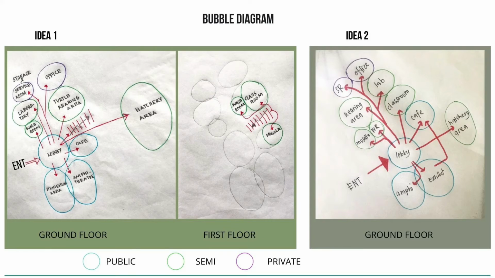Next is the space planning. From the entrance going to the lobby, and from lobby it will be radial organization to the exhibition, amphitheater, cafe and washroom. From the washroom, it has a linear organization to the private space, which is the office, service room and storage room. On the first floor, there is musola, classroom and washroom. For the second idea, I put all spaces at the ground floor. The musola beside the washroom and the classroom beside the laboratory.